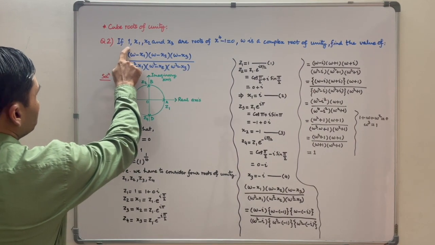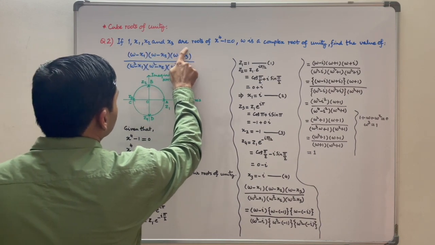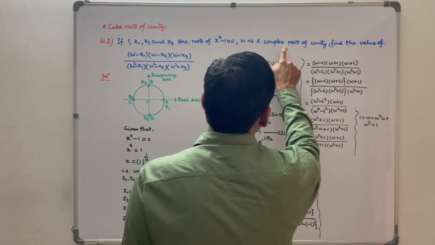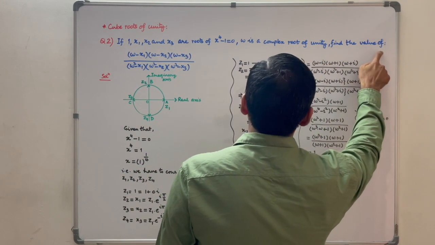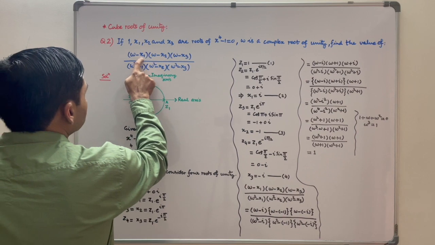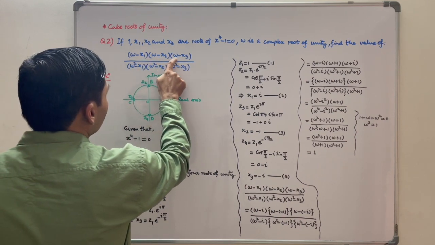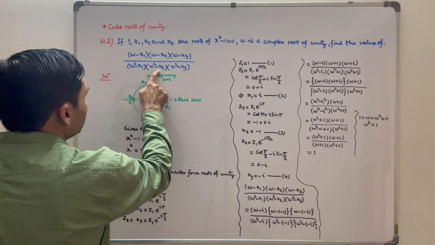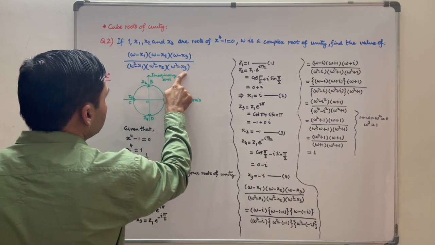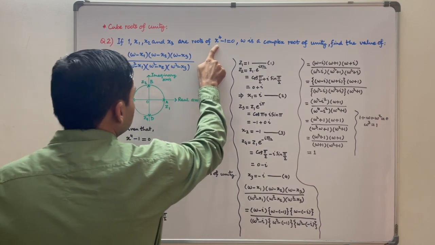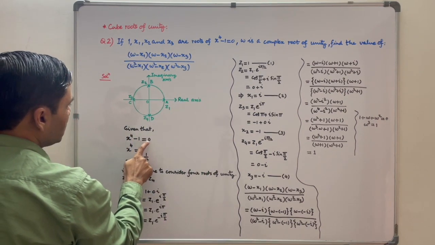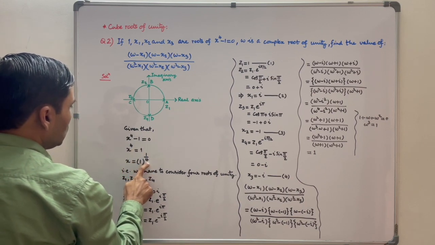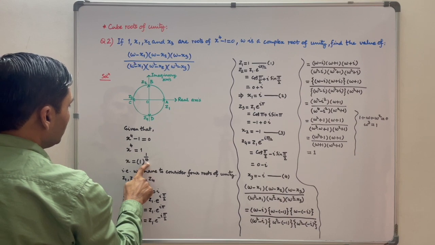Second question: if 1, x1, x2 and x3 are roots of x to power 4 minus 1 is equal to 0, omega is a complex root of unity, find the value of (omega minus x1) into (omega minus x2) into (omega minus x3) upon (omega square minus x1) into (omega square minus x2) into (omega square minus x3). It is given that x to power 4 minus 1 is equal to 0. That means x is equal to 1 to power 1 by 4. So we have to consider 4 roots of unity.